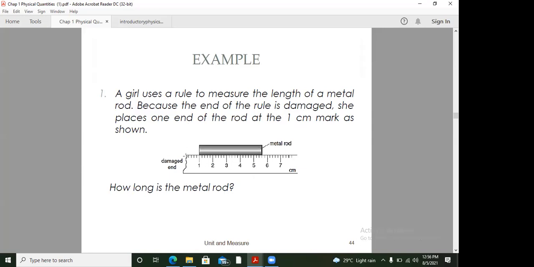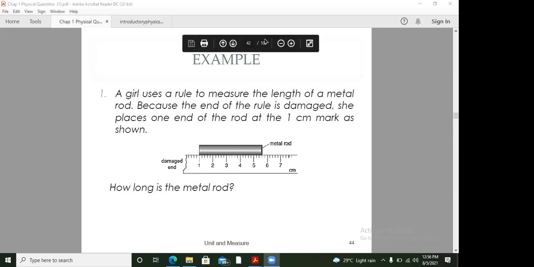Okay, so the rod is not placed at 0. He placed the rod at 1 centimeter. Now try to measure the length of this rod. So you have to suppose that 1 is 0, 2 is 1, 3 is 2, and 4 is 3. Yes, good. Good, Parva. All of you good.